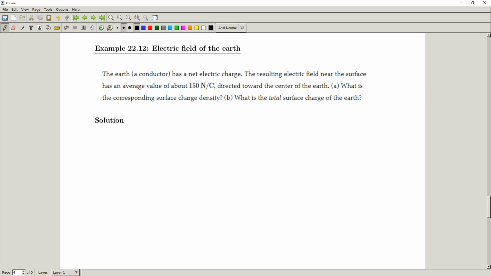So what do we have here? This is example 22.12 from the text, and we're looking at the electric field of the Earth. Okay, so the Earth is a conductor.